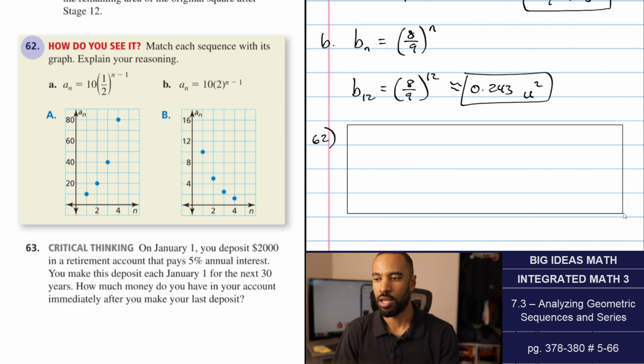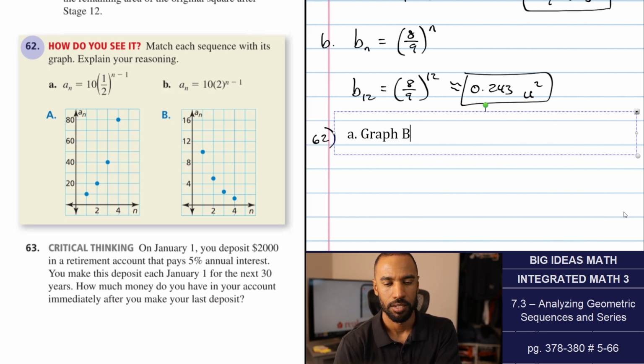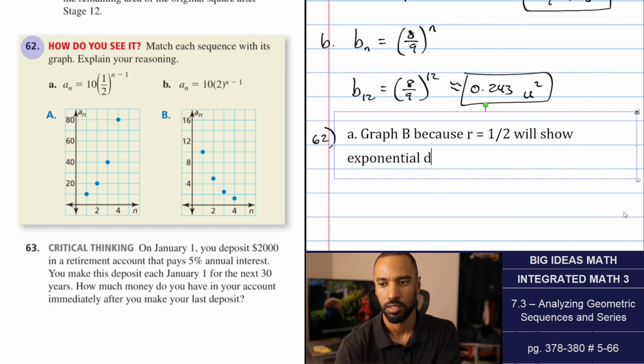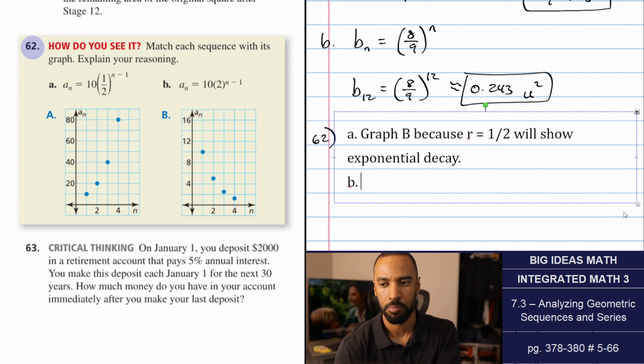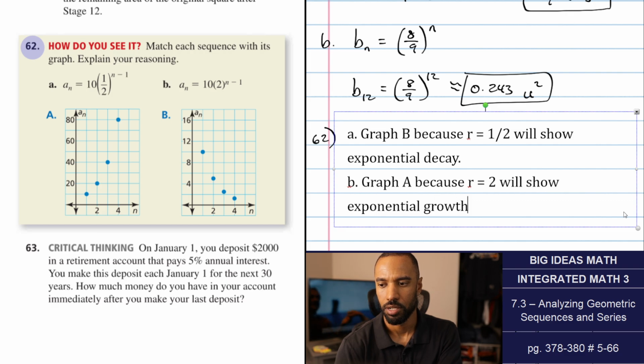So, part A is graph B, because r is 1/2, which will show exponential decay. And then for part B is graph A, because r of 2 will show exponential growth. All right, that's it.